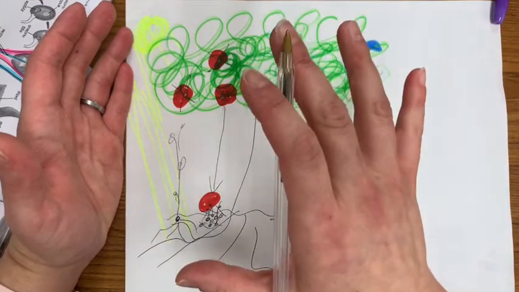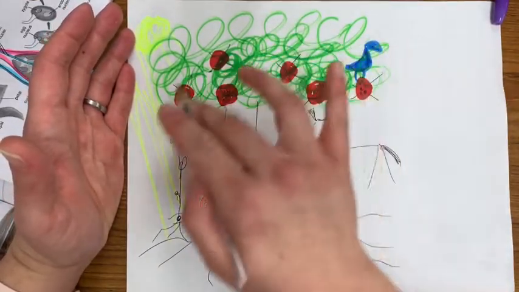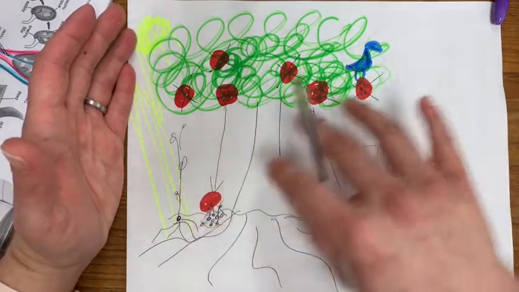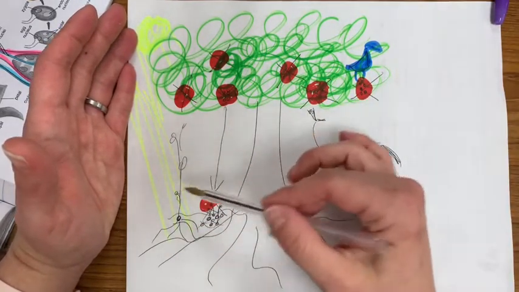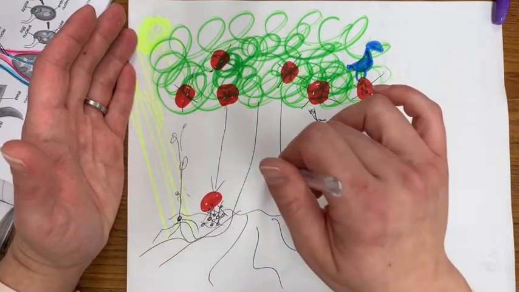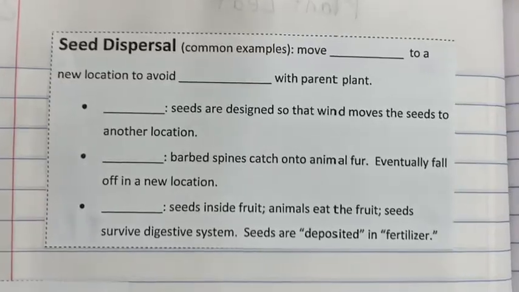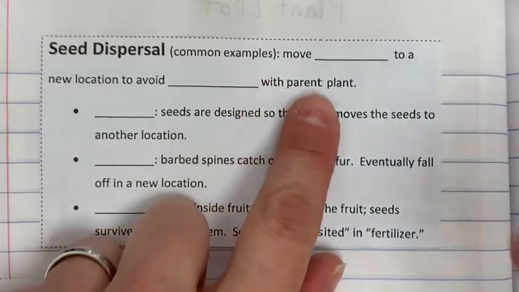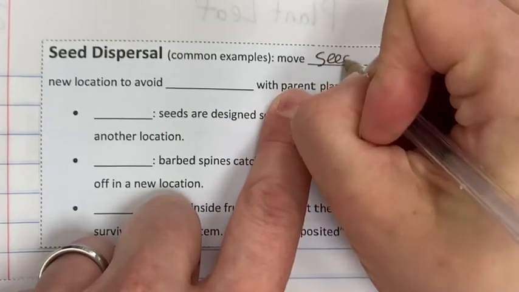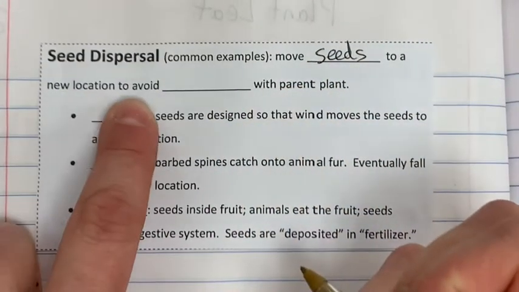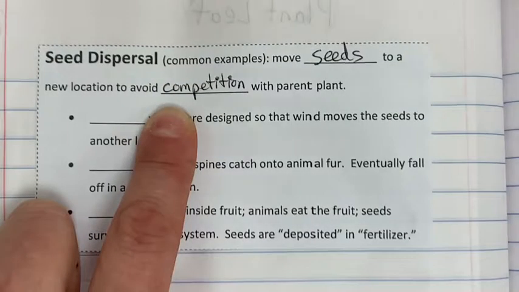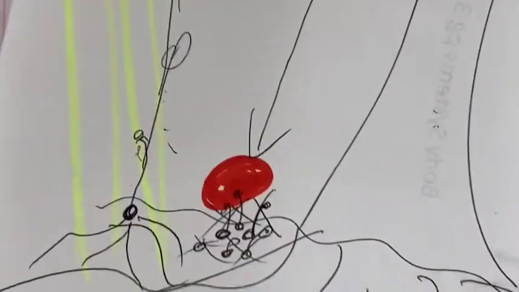So, this is why the plants are designed, the seeds are in fruits, so they get eaten and taken someplace else, so they can spread all over the place, and we don't have the competition between the parent plant and the baby plant. Now, these are the common examples. There are many examples, but seed dispersal, we are moving seeds to a new location to avoid competition with the parent plant, so that mama plant and baby plant are not competing for the same resources like sunlight and water.